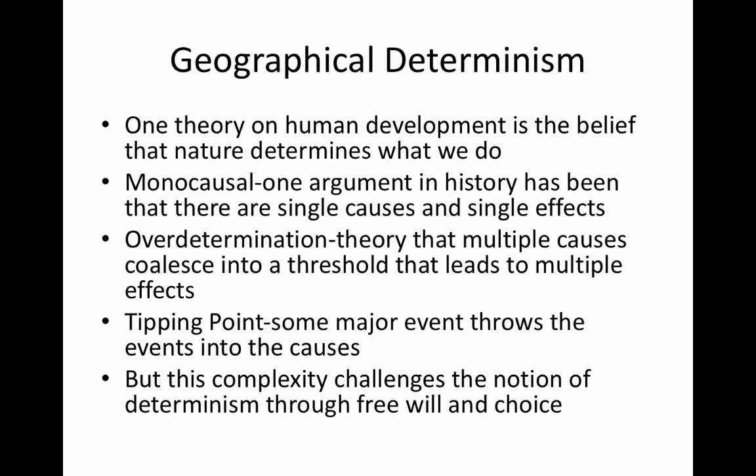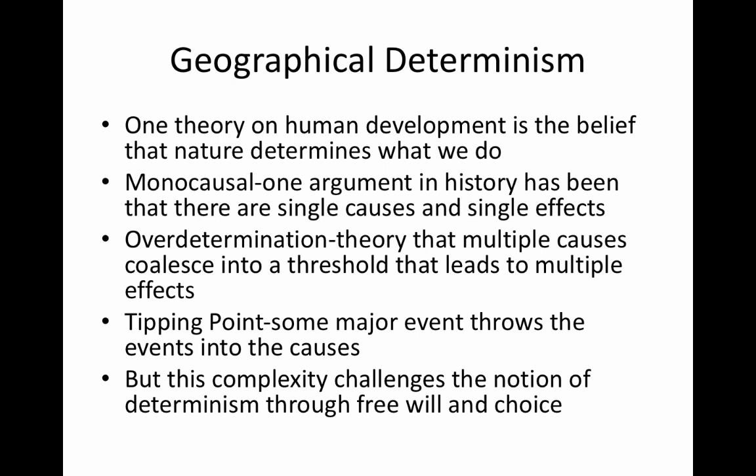So how do we organize all this together? Well, there are two ways that we tend to do this. It's something called overdetermination and the tipping point. Overdetermination is a theory that holds that multiple causes will eventually coalesce together into a threshold that leads to multiple effects. Well, what is that threshold? Well, that's the tipping point. A tipping point is when a major event throws us into causes.